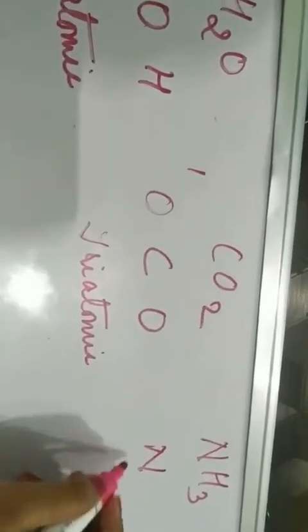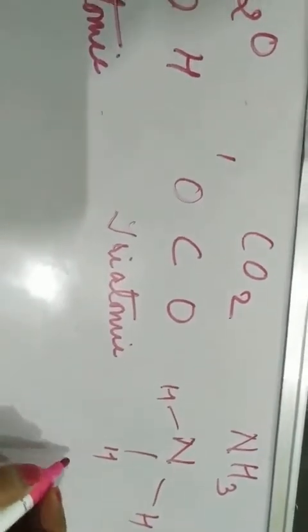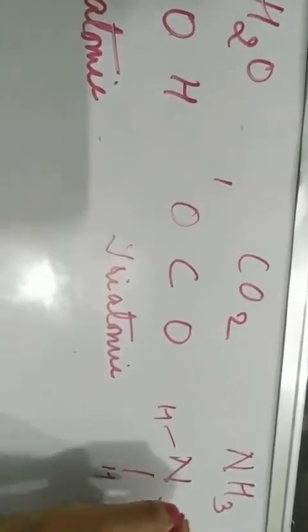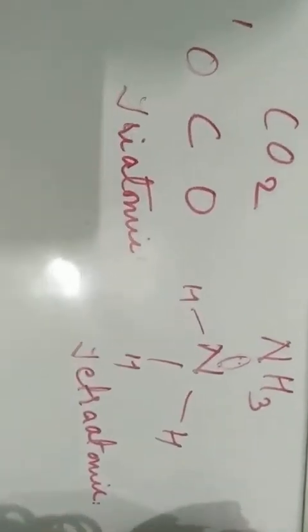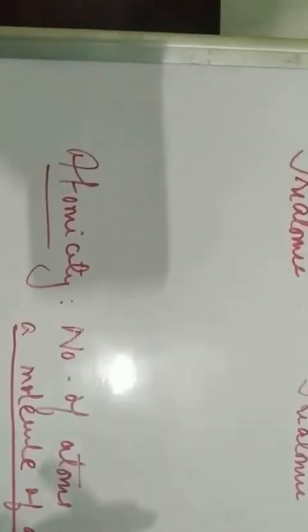Then we have ammonia. It has 1 nitrogen and 3 hydrogen, so it is 1, 2, 3, and this is 4. How much? It is tetratomic. Right. P4, it is tetratomic. Right. So the number of atoms of all the elements in a molecule of a substance is known as its atomicity. I hope this is clear to you.